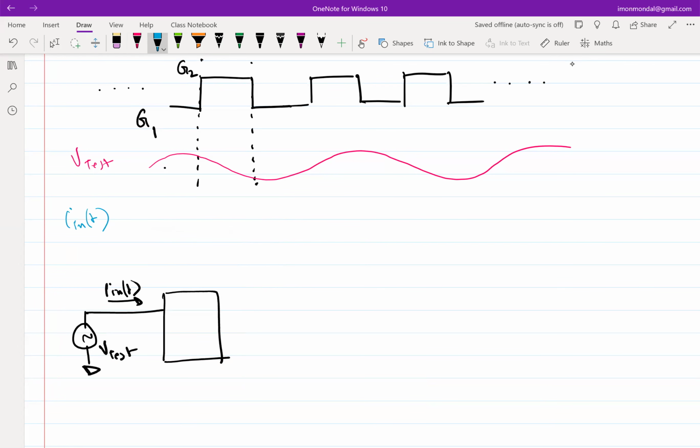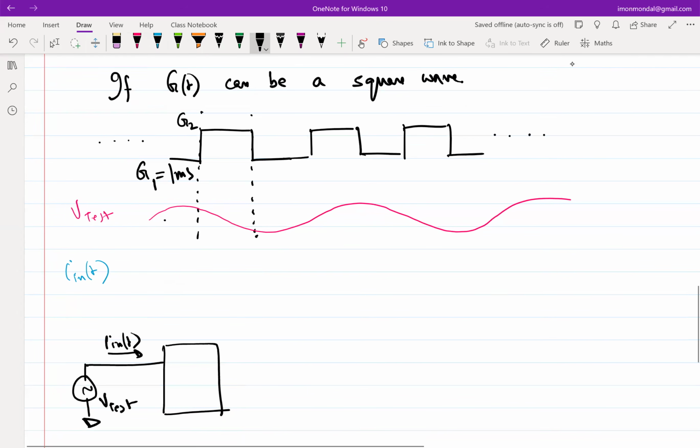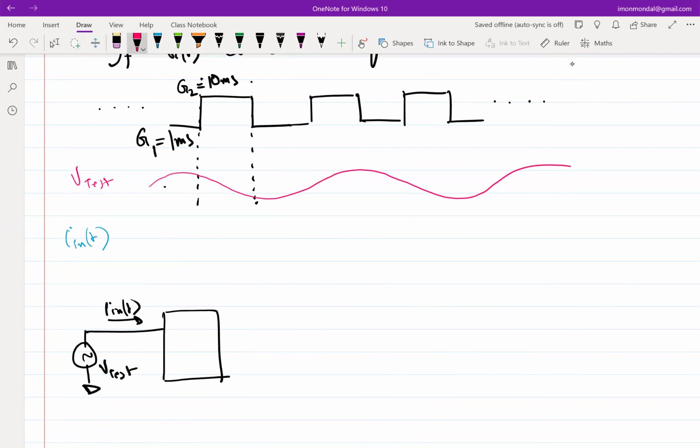I_in(t) will be what? Let's put some numbers. Let's say G1 is equal to 1 millisiemens, and let's say G2 is equal to 10 millisiemens, right? So what would I_in look like? I_in probably will follow as is here. And then what will happen here?